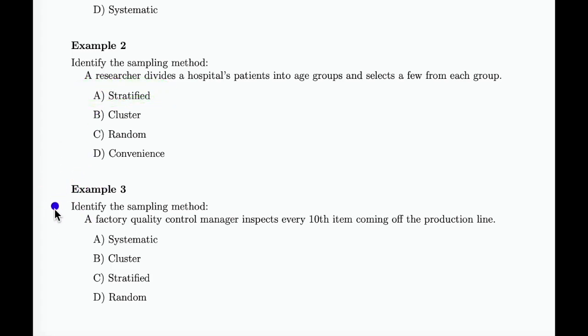All right, let's look at example 3. A factory quality control manager inspects every 10th item coming off the production line. When you hear something like every 10th item or every 5th person, that's the signal that we're using a system. We're using a pattern to collect the individuals that are going into the sample. When we're using a system like this, that's called systematic sampling. So in this example, I'm going to choose option A.